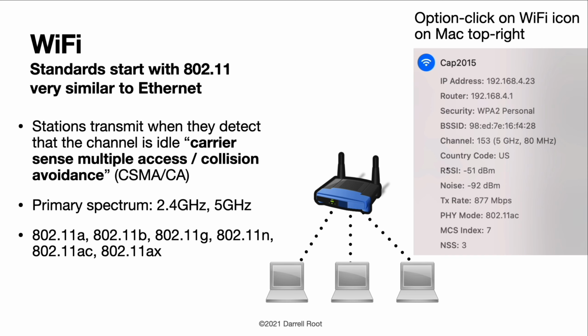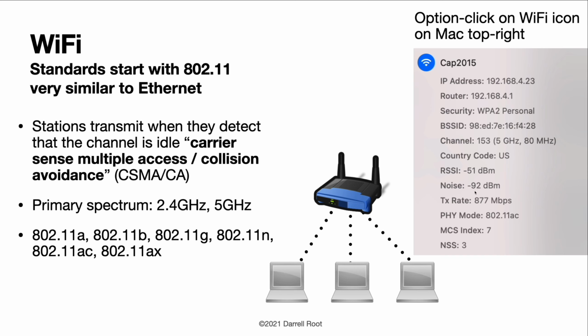You can show the signal strength, with negative 51 dBm being pretty good. You have the noise level. You want your signal strength to be bigger than the noise level, and it looks like it's smaller, but remember these are negative numbers, so negative 51 is bigger than negative 92.